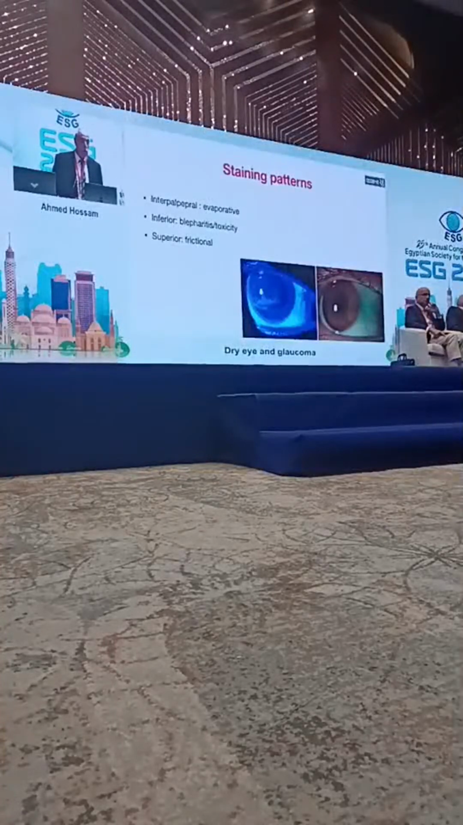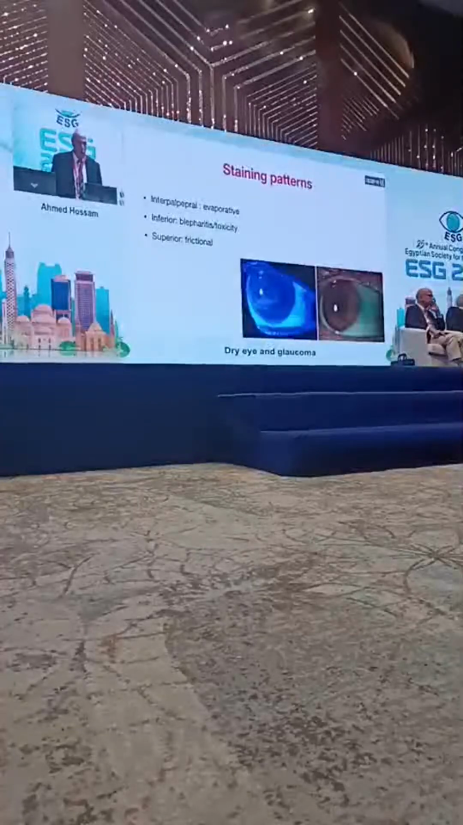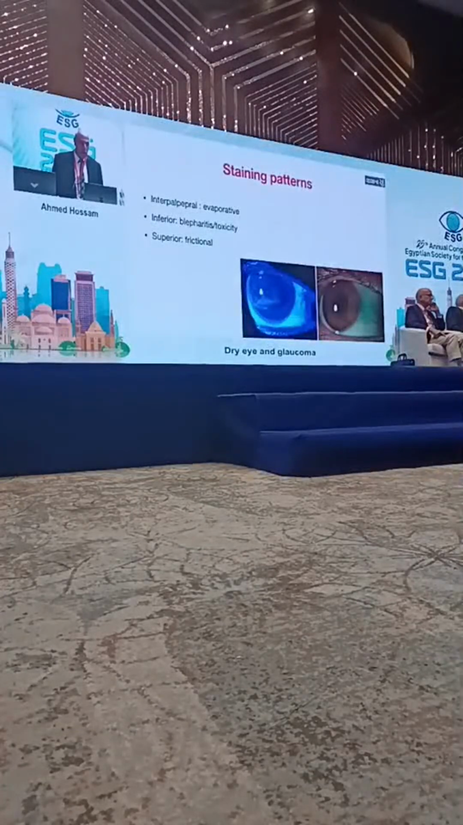Staining patterns relate to the site, especially in dry eye disease. The staining pattern is in the interpalpebral area. If it is inferior, this is related to blepharitis. If it is superior, mostly it is frictional from the conjunctiva.